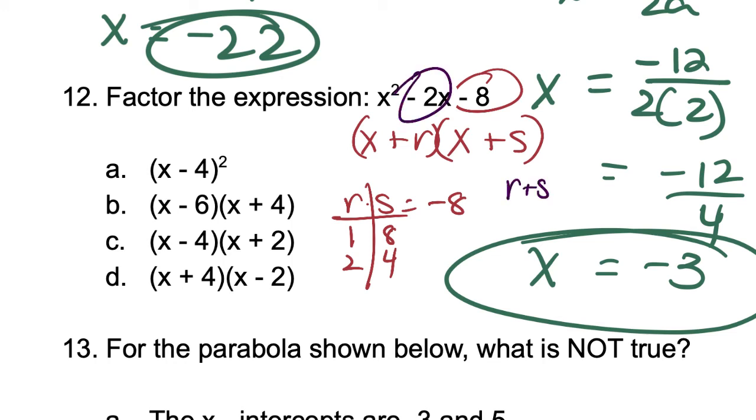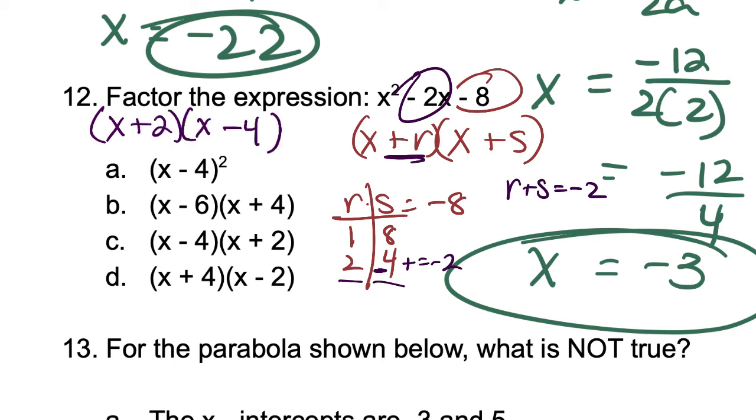So r plus s has to equal negative 2. Well, that's only the 2 and the 4 that have that possibility. If they're going to add up to negative 2, the 4 would have to be negative. So let's check it. 2 times negative 4 is negative 8. They multiply. 2 plus negative 4 is negative 2, so they add to the correct thing. So we now know this quadratic factors as x, and our r is 2 and our s is negative 4. So let's see here. It's not this one. It's not that one. Here we go. Minus 2, or minus 4 and plus 2. Got to be C.